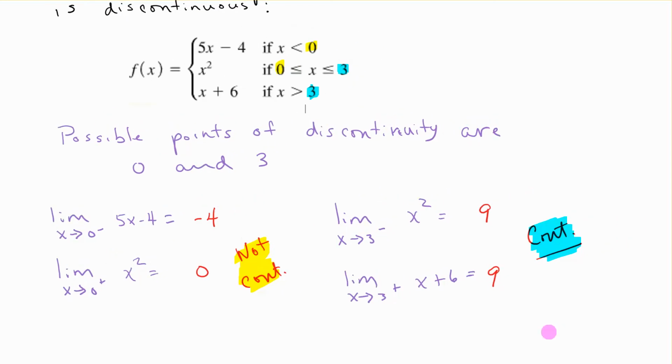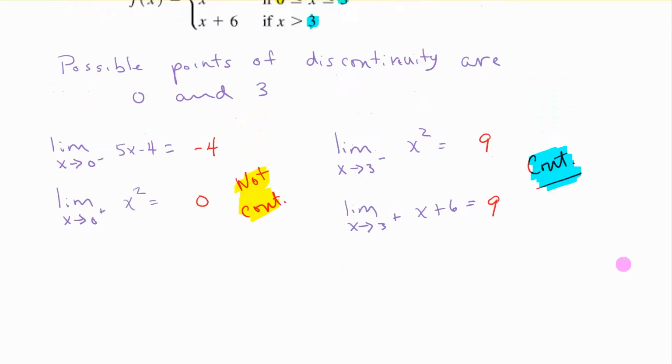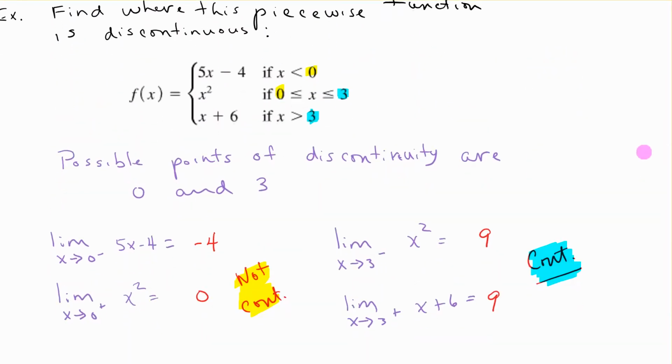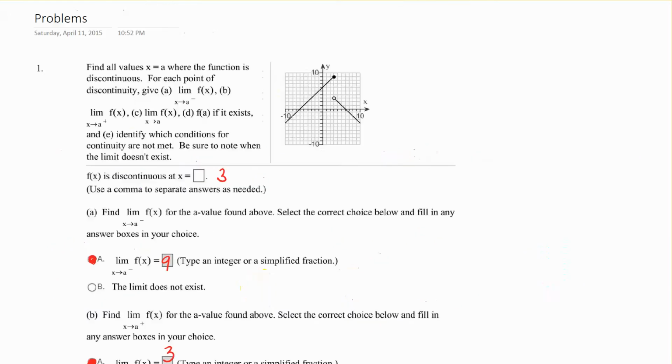Then we check on 3. To the left of 3, less than or equal to 3, this piece. So if we plug in 3 there, we get 9. To the right of 3, greater than 3, if we plug it in there, we also get 9. So at our 3, it is continuous. It is not continuous at 0. So that's what we need to do if we have a piecewise function. All right, let's look at some problems and try that.